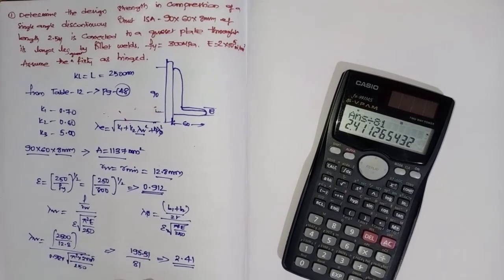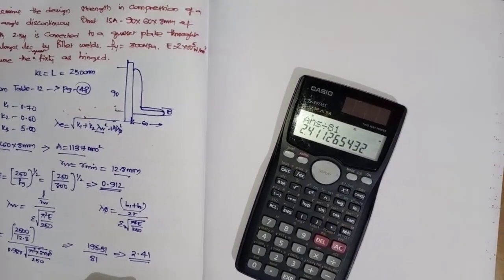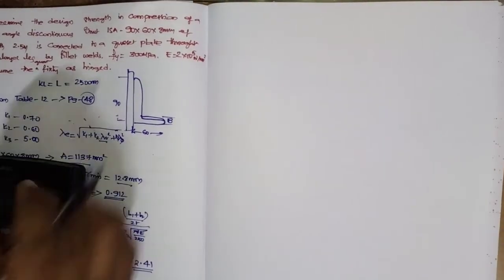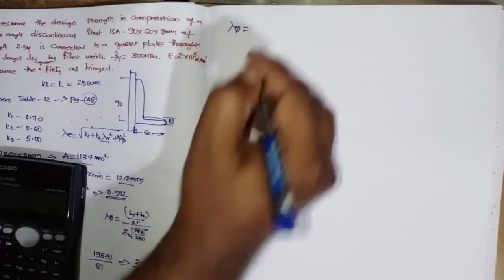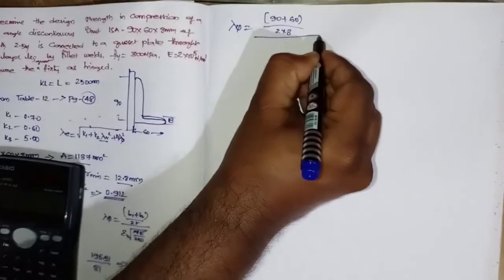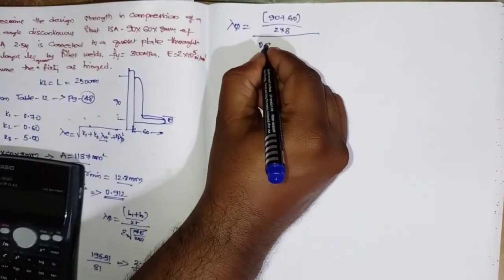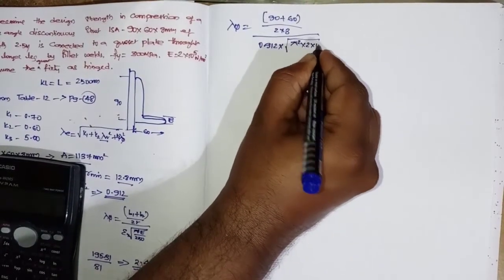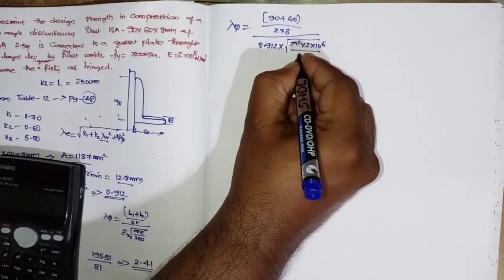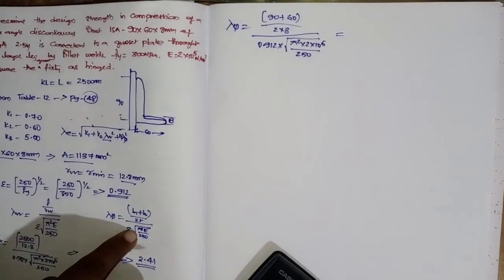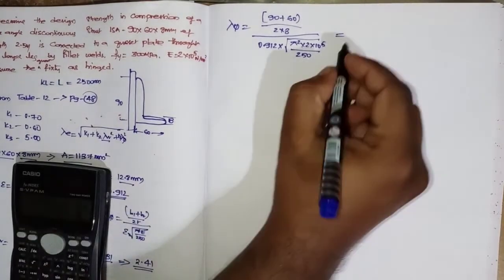This is how we calculated lambda VV square. Next, lambda phi. Lambda phi equals (B1 90 plus B2 60) by (2 into 8) divided by epsilon 0.912 into root of pi square into 2 into 10 power 5 divided by 250. See here in the denominator, this one and this one, and that is 81.